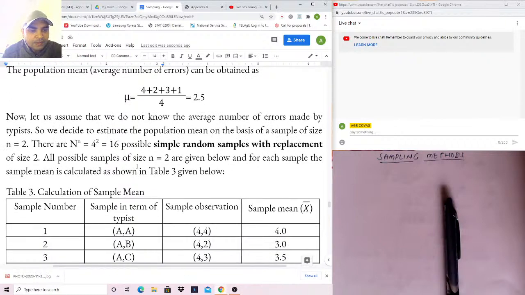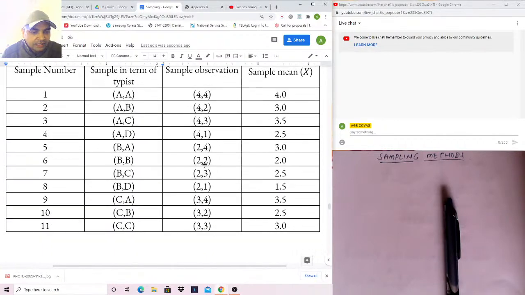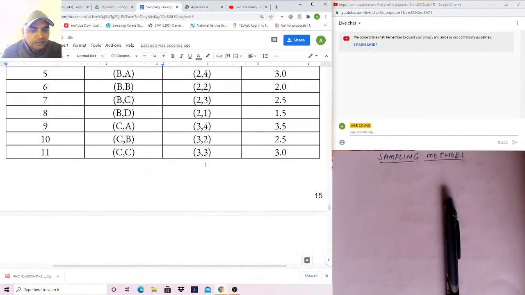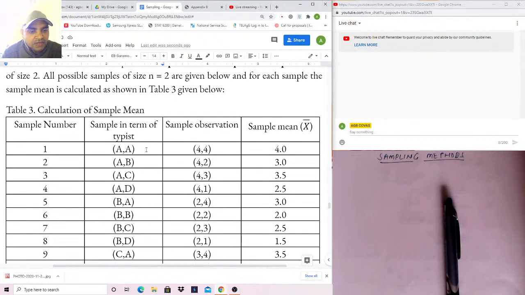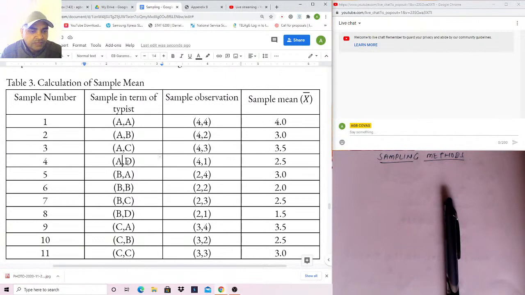So all possible samples of size 2 are given below. So now we have calculated this, right? So these are the 16 combinations. That is, say for example, first you select the first typist only, then with replacement, then again the same. Similarly, like this, typist A and typist B, typist A and typist C, because you are selecting two typists now in your sample from the population of four typists. Then typist A and typist B, like this.